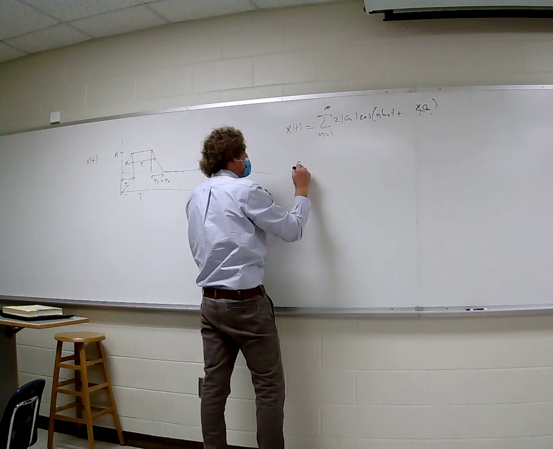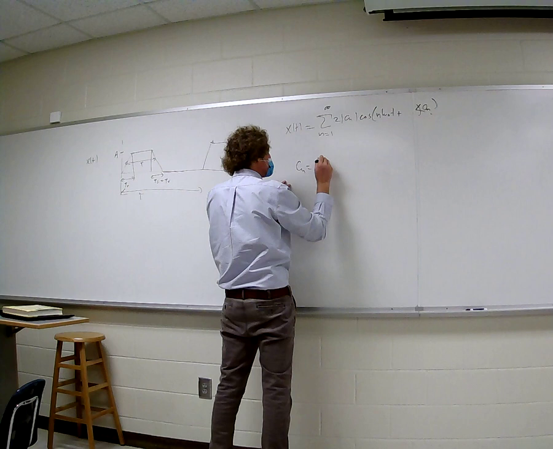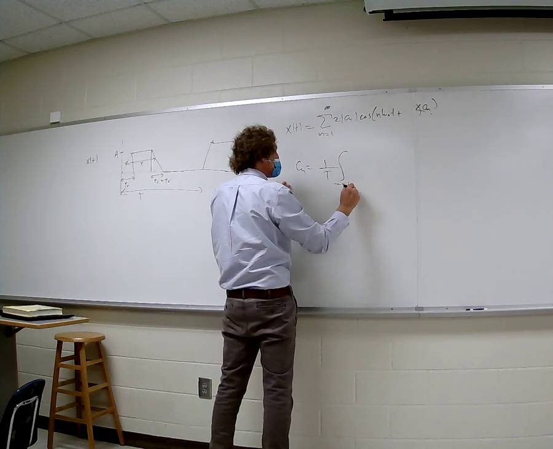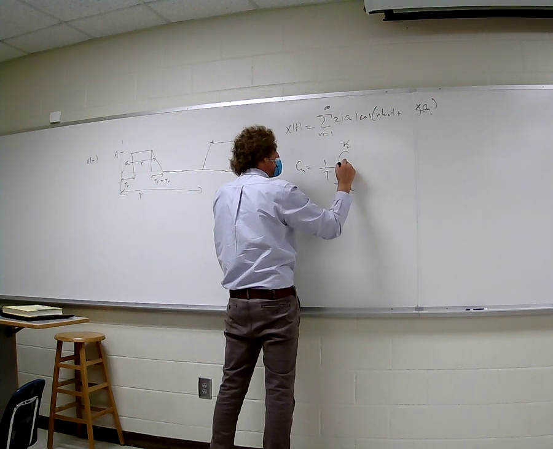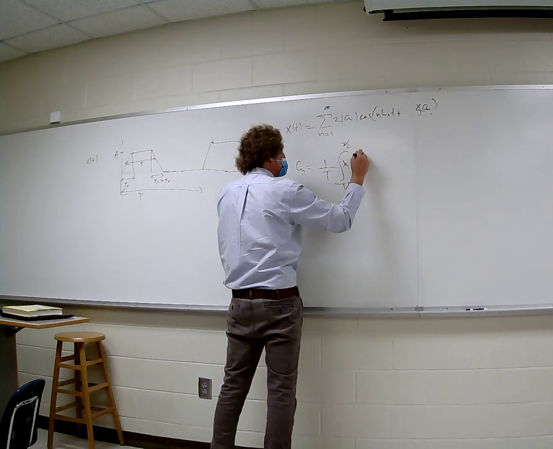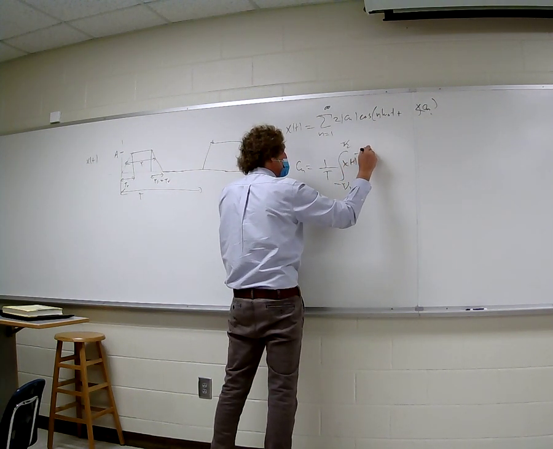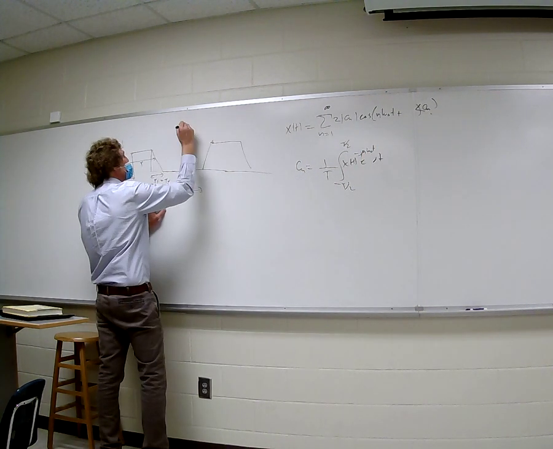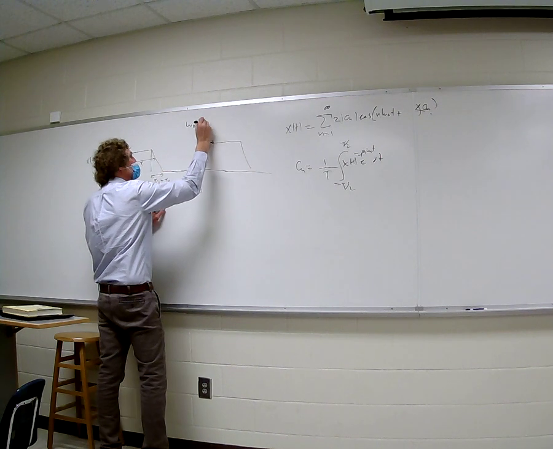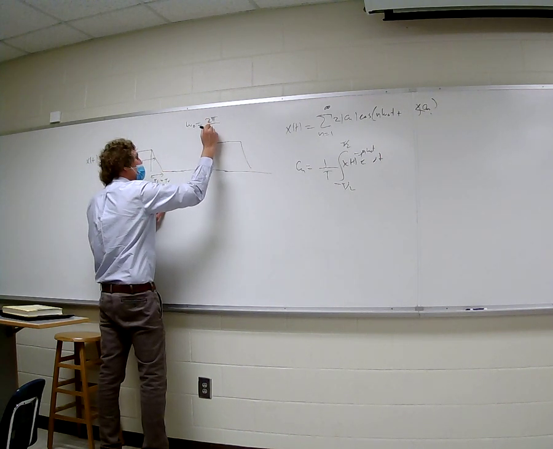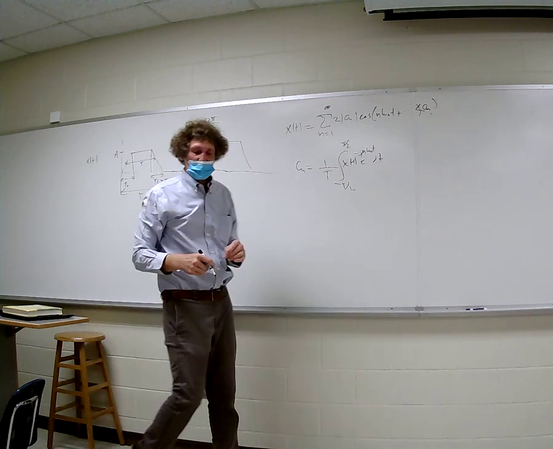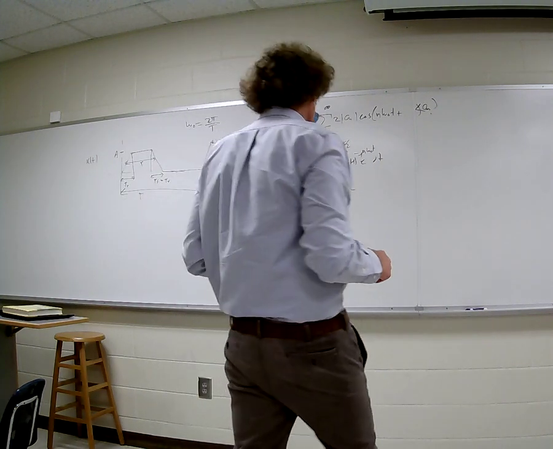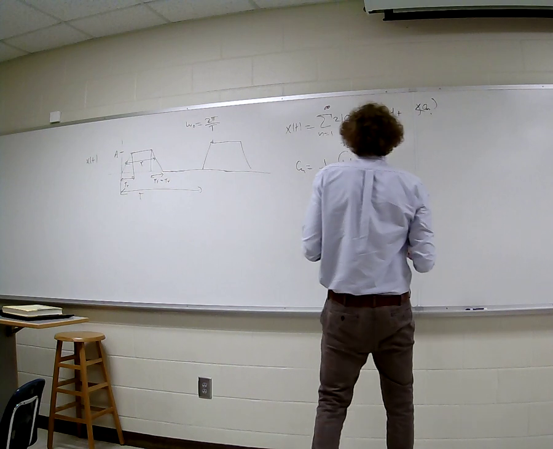Times the cosine of n omega naught t plus the phase angle of c of n. And here, c of n is equal to, technically, 1 over T, the integral from minus T over 2 to T over 2 of x of t e to the minus j n omega naught t dt. I didn't say this, but omega naught here is equal to 2 pi over the period. It's really 2 pi times the characteristic frequency, or the harmonic frequency, f naught.